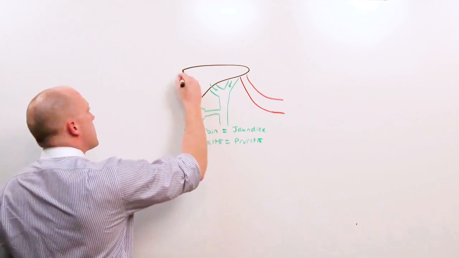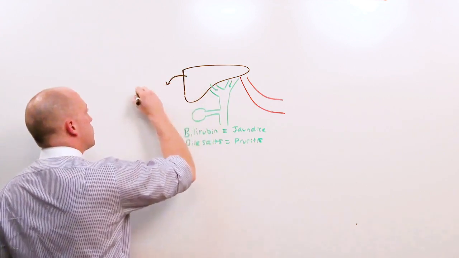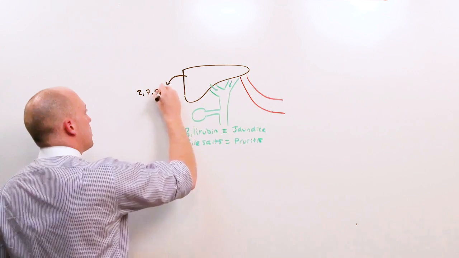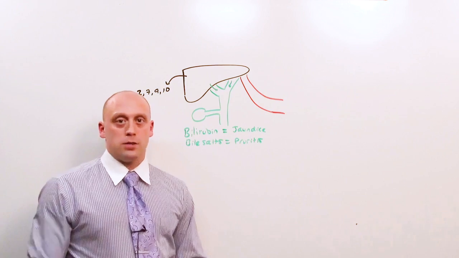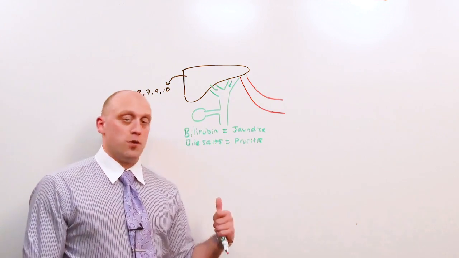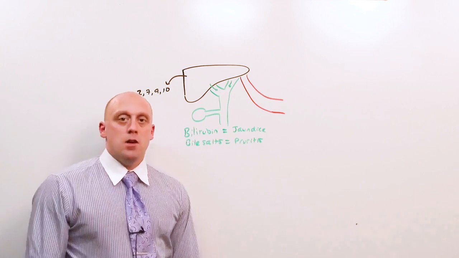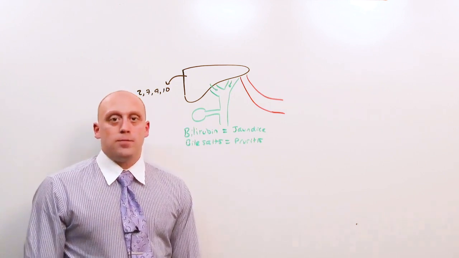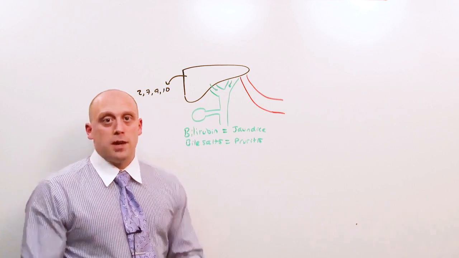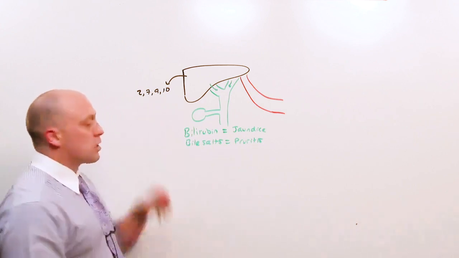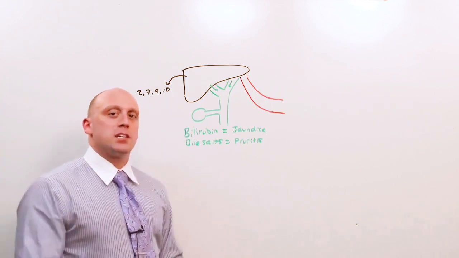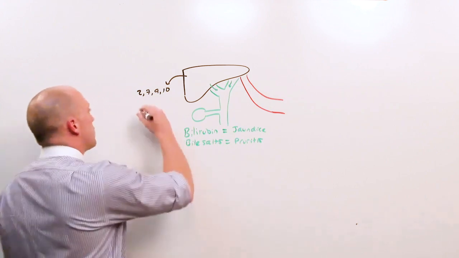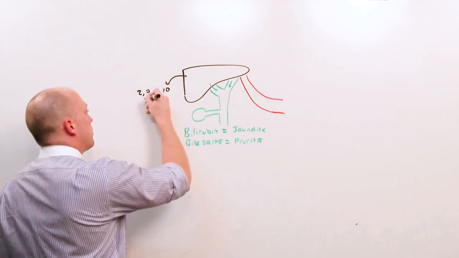The liver makes clotting factors 2, 7, 9, and 10, and those are the ones you have to remember. The mnemonic is 2, 7, 9, and 10. If it can't make clotting factors, the patient's going to bleed. But the way this is going to come up in a cirrhotic is that there's going to be an elevation in the INR.